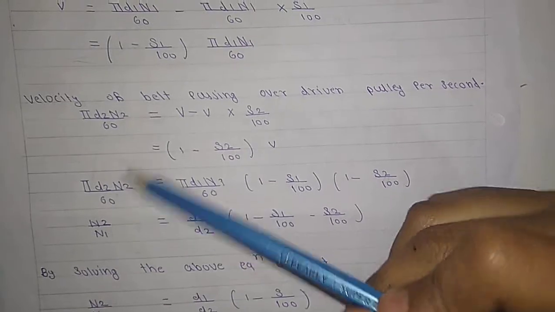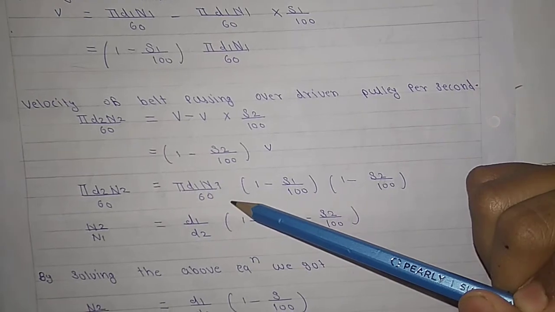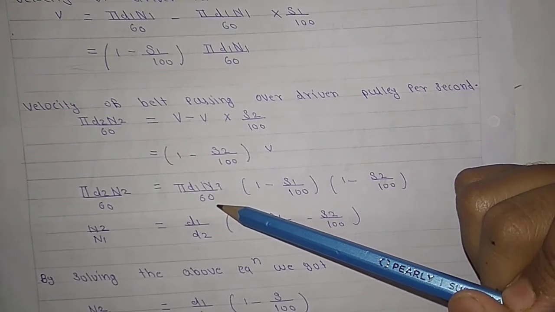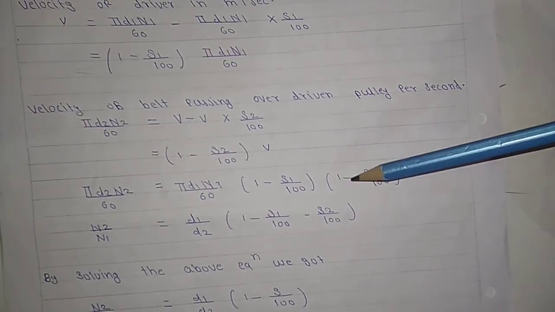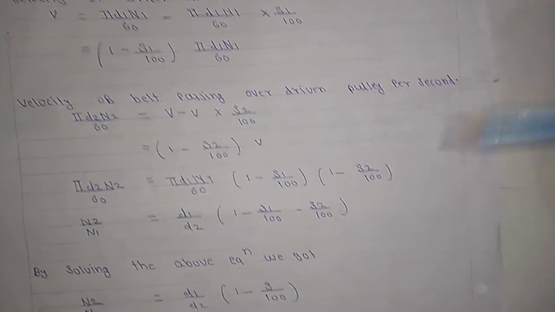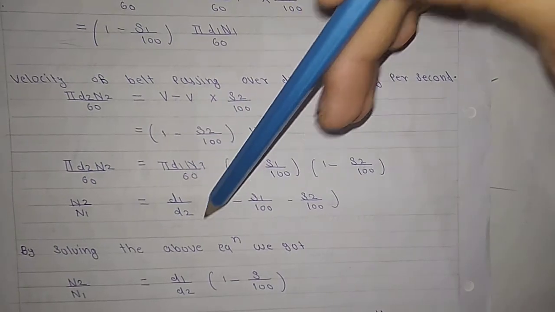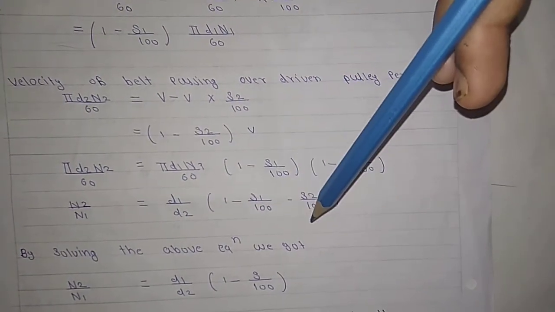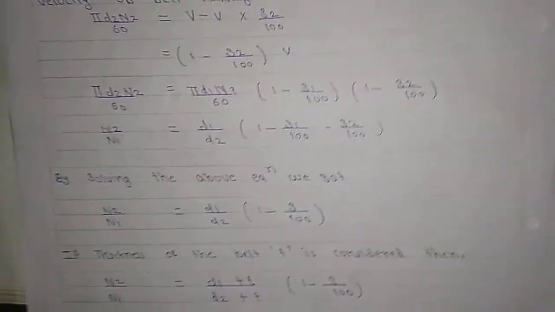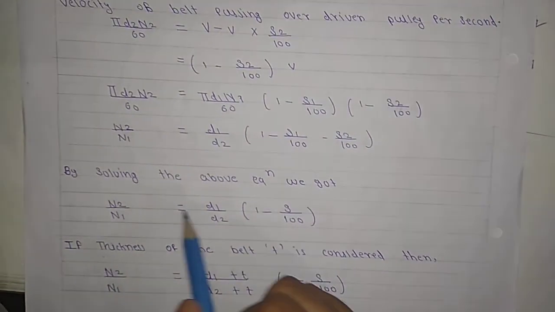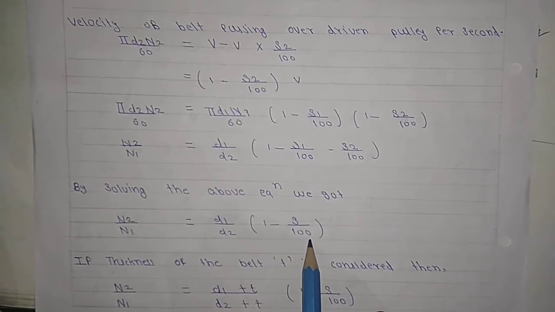Next, π D2 N2 / 60 = π D1 N1 / 60 × (1 − S1/100) / (1 − S2/100). So N2 / N1 = D1 / D2 × (1 − S1/100 − S2/100). By solving the above equation, we get N2 / N1 = D1 / D2 × (1 − S/100).